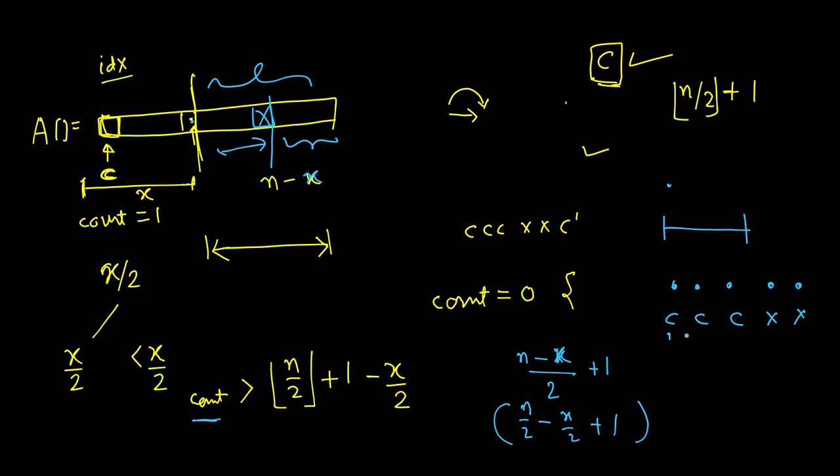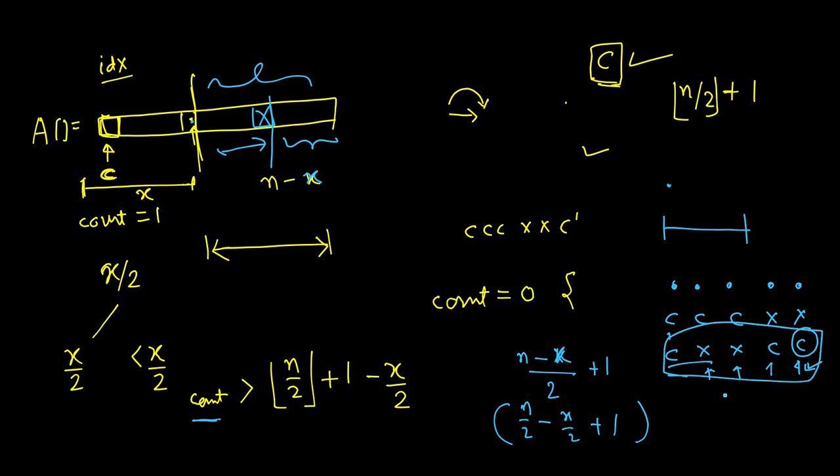Then if we start from here, we will never reach a count of 0. If it's like C, X, X, C, C, then here we reach count of 0. We reset it with a new candidate. Count becomes 2, then 1, then 0. We reset it and count becomes 1. So in any case, it has to return the candidate element.